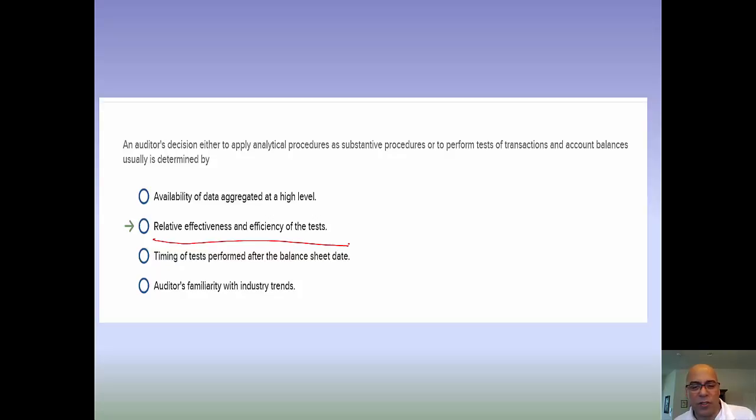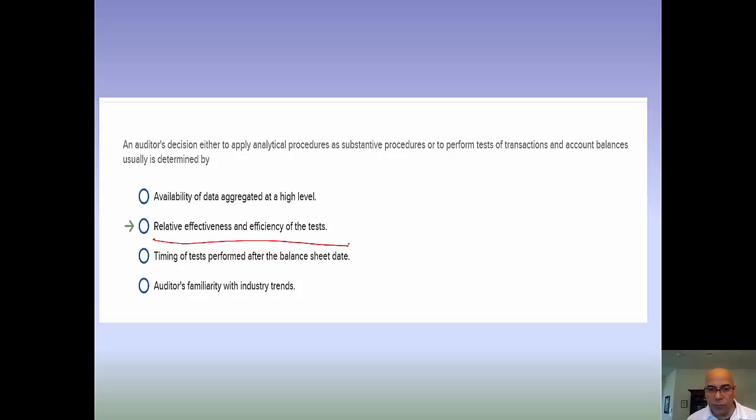Relative effectiveness and efficiency. Remember we said what? If misstatement is not apparent through a test of details, an analytical procedure would be efficient in that case, and you would use it. Or if the data for a test of details is not available, or if the analytical procedure is not seen to be effective, you would go to a test of details. Or if the data is not available, then obviously we're only left with the ability to do the analytical procedure.